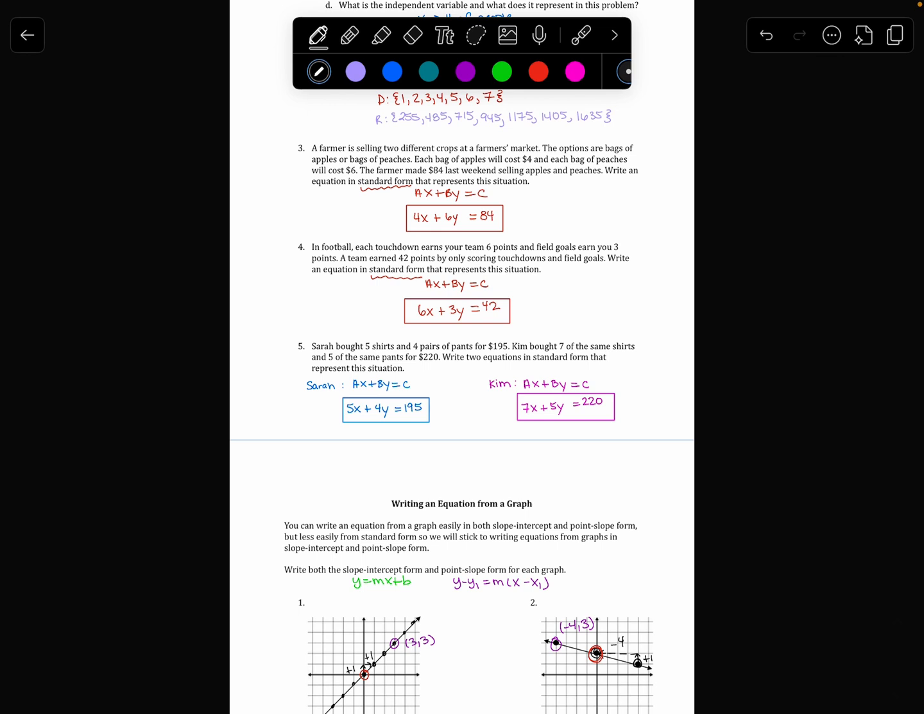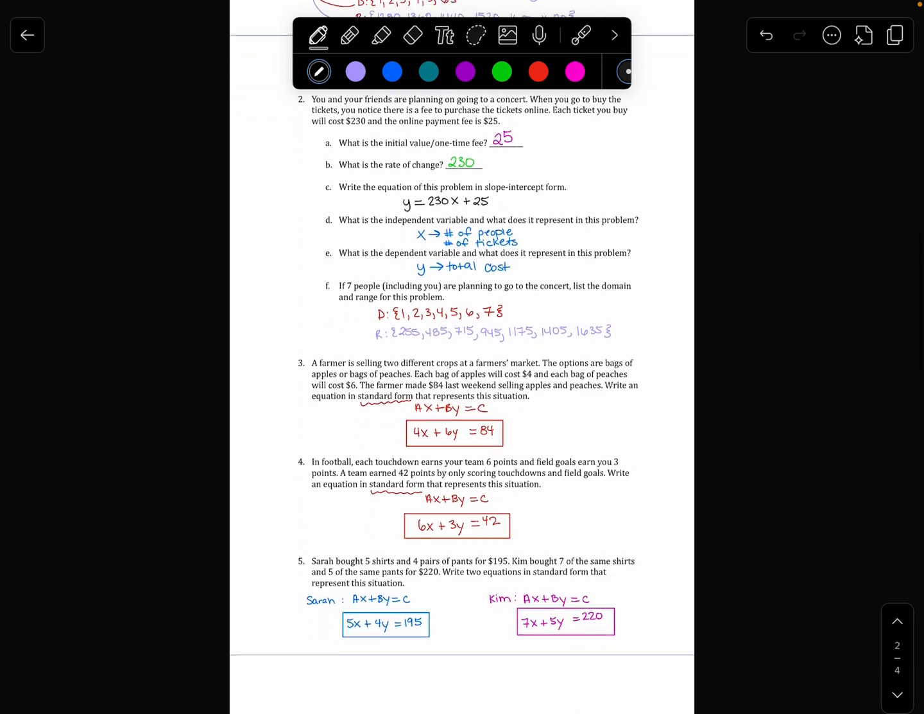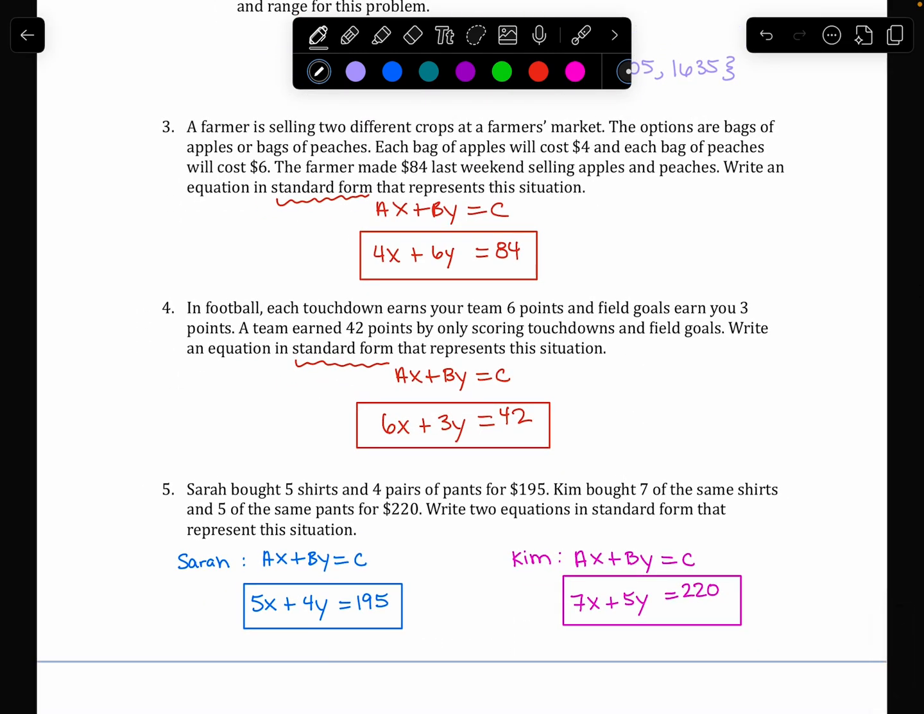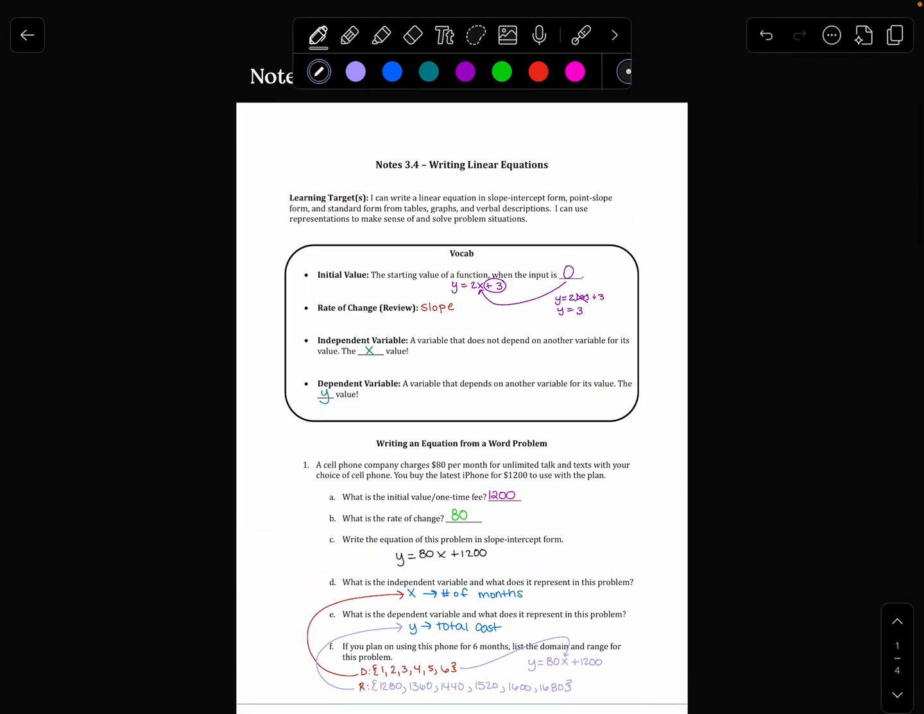So just because I ask you to write it in a specific way doesn't mean that's the only way you're ever going to be able to write it. The thing that you have to remember is you must write your equation in either slope-intercept or point-slope form before you get to standard form. You cannot just write things in standard form, except from a word problem, you can, okay? But from everything else, we're going to write it in a different form first. Okay, that is all I have for you.